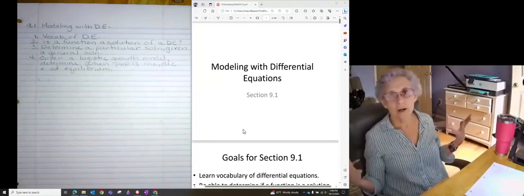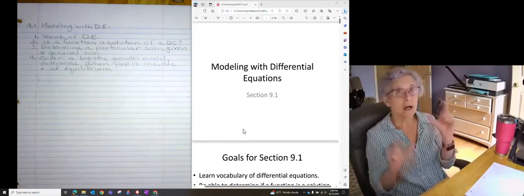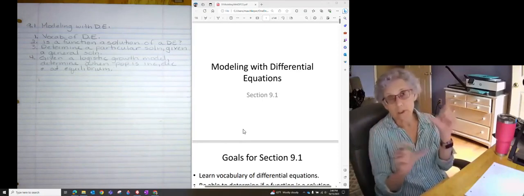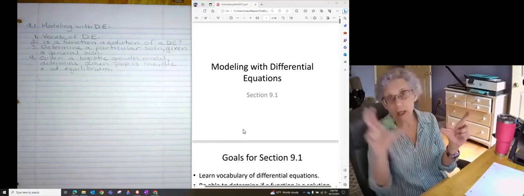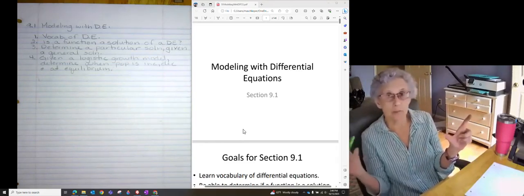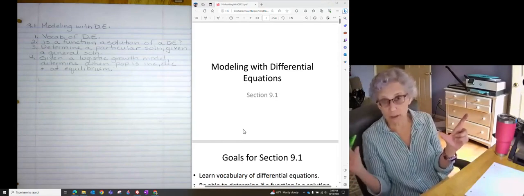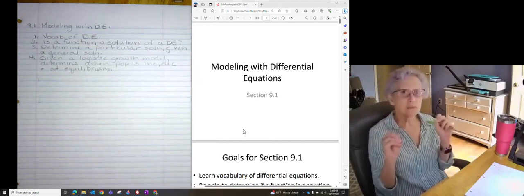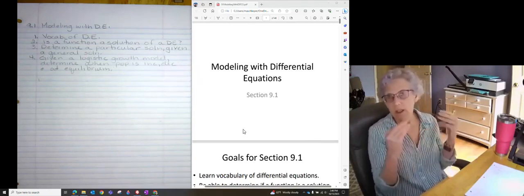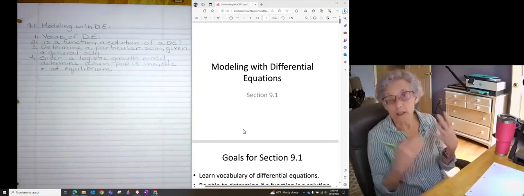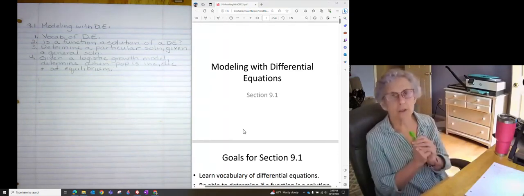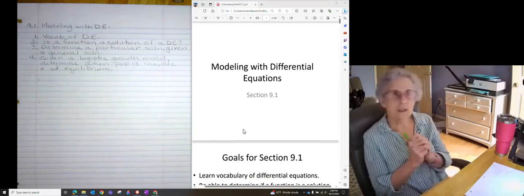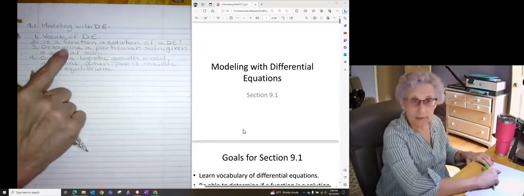So we are starting our last unit. It's divided into two pieces. We're going to start with differential equations, and then we'll talk about parametric, polar, and conic sections. So differential equations, we're just giving you a little intro to it. A lot of you will probably take an entire class on differential equations. So we need to start by learning the vocabulary.